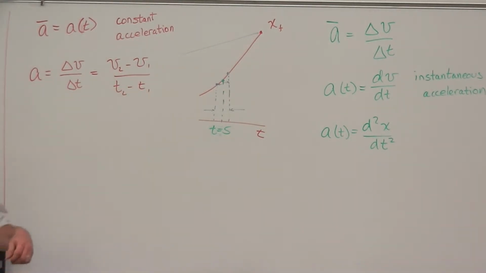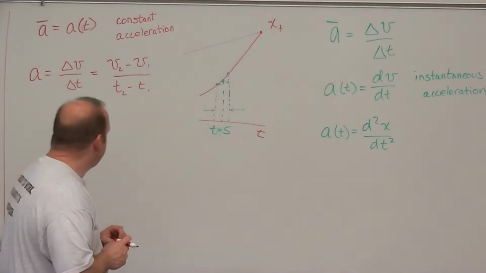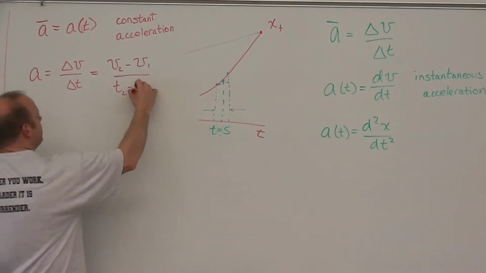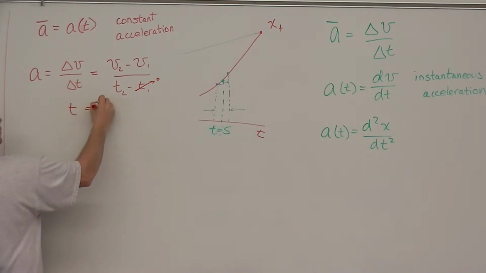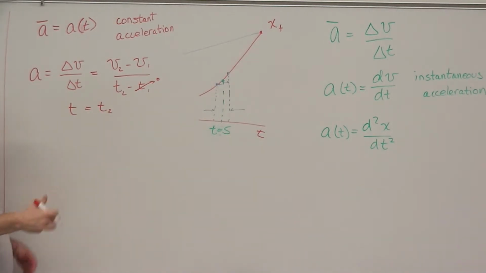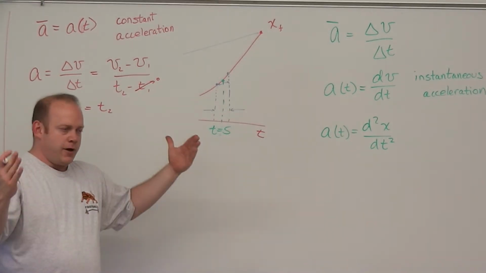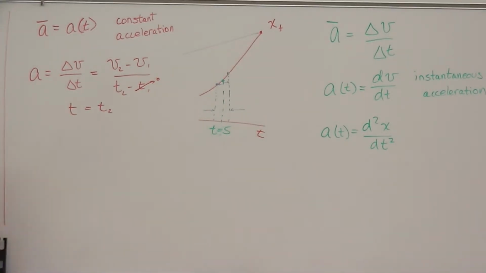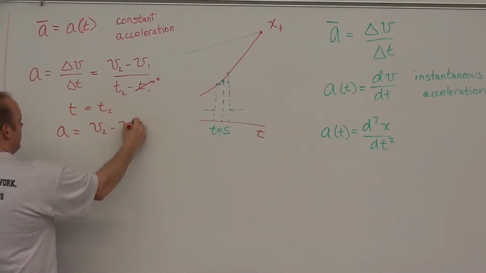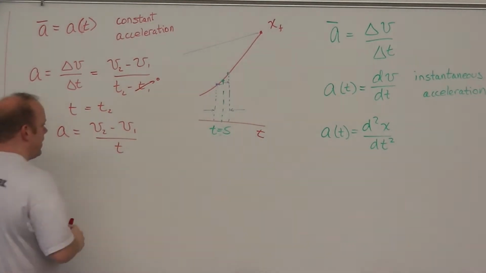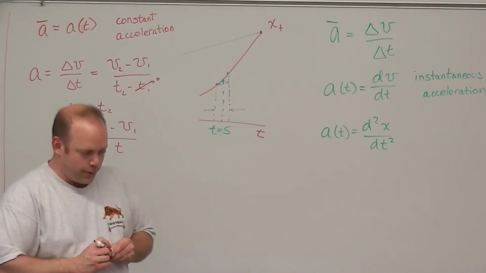Now, in almost every case, you're going to make the initial time 0. So we're going to say that this is equal to 0. And I'm going to set t equal to t2. That way I don't have to write t2 over and over again, when really we just know that we're talking about the time interval over which this takes place. So now I can say my acceleration is equal to v2 minus v1 over t. My initial velocity might not be 0, and that's very important to take into account.